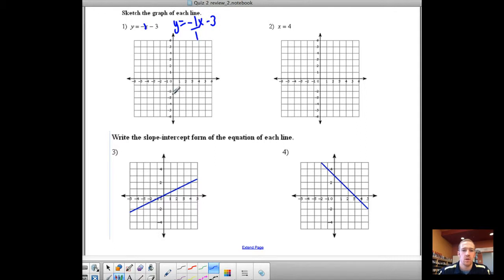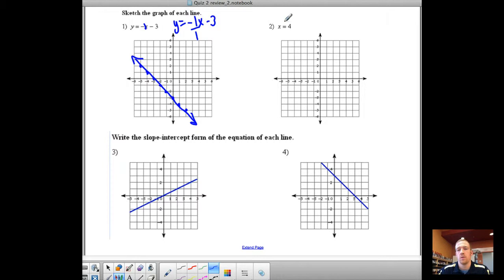So now we can just use our same process. Y-intercept of negative 3, down 1, forward 1, gives us our downhill line. Don't just draw those two little points and then wing it for the rest of your line. Try to draw several points so that you can get a pretty decent looking line.